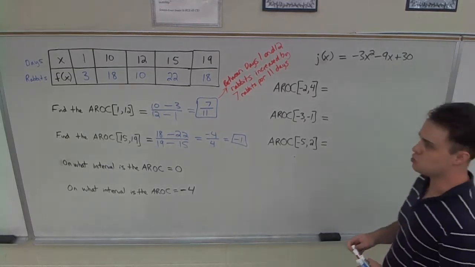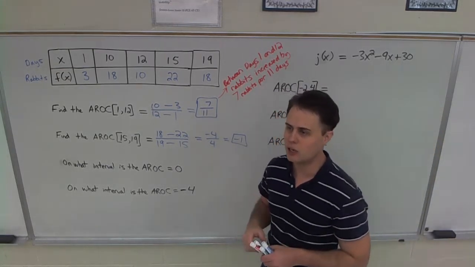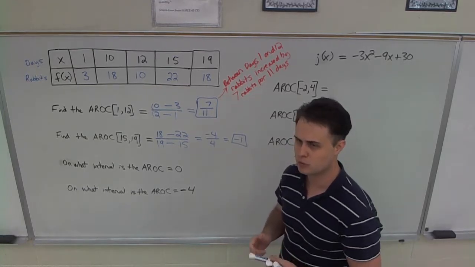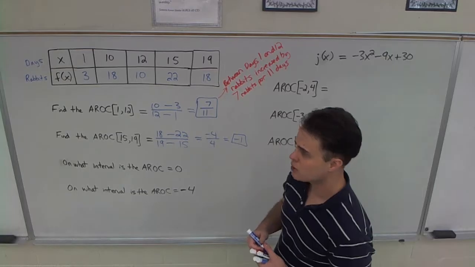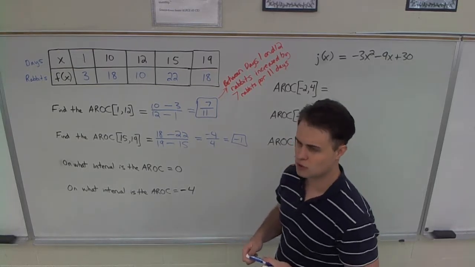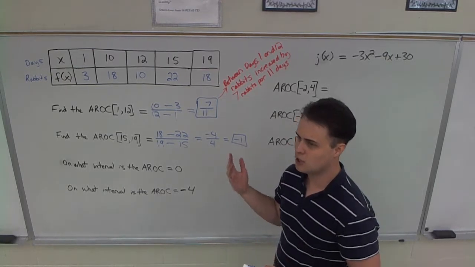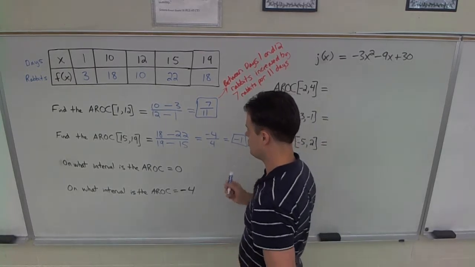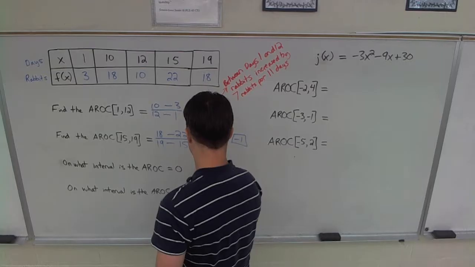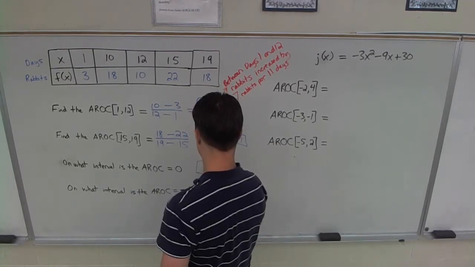So where did you guys think the average rate of change was 0? Where did we not gain or lose any rabbits? What time interval? 10 to 19? You guys agree? Between 10 and 19, the population stays flat, right? Yep. So we'd say the time interval from 10 to 19.